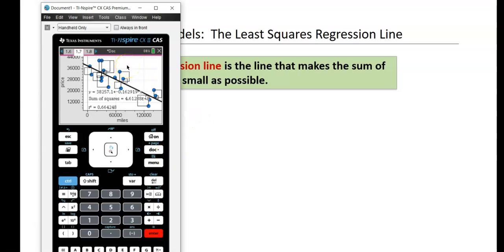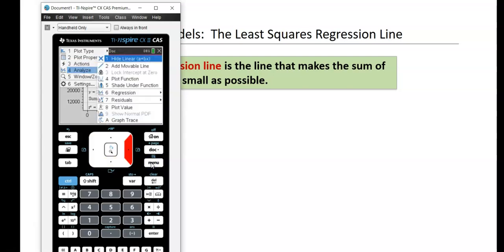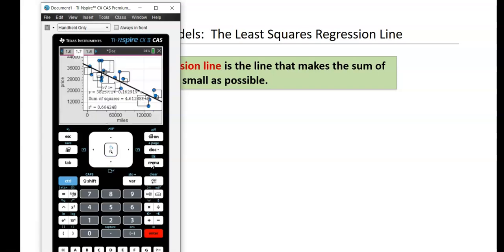I'm going to do this again, just for your understanding. I think it'll help. So I'm going to go menu, I think it's under actions, analyze, plot value. I'm going to do the mean of miles. It's going to plot a value. Do you see that? It looks almost in the middle-ish, but it's the mean of the x values.